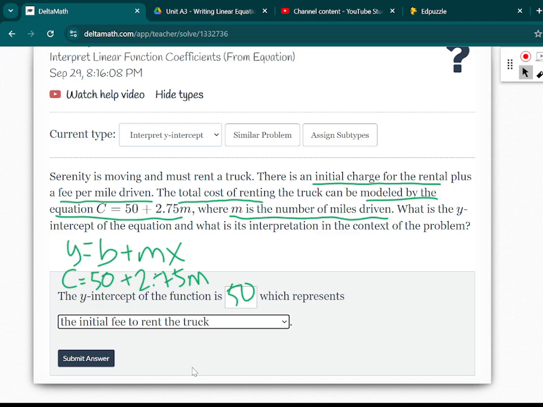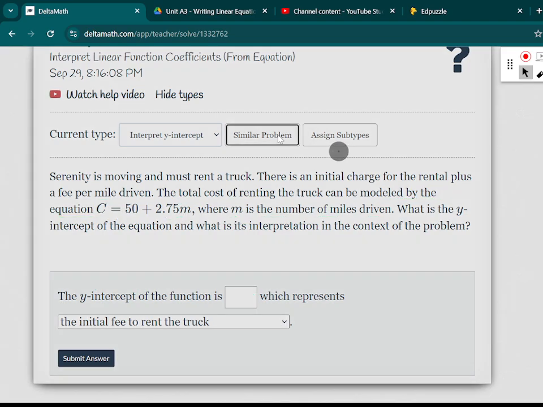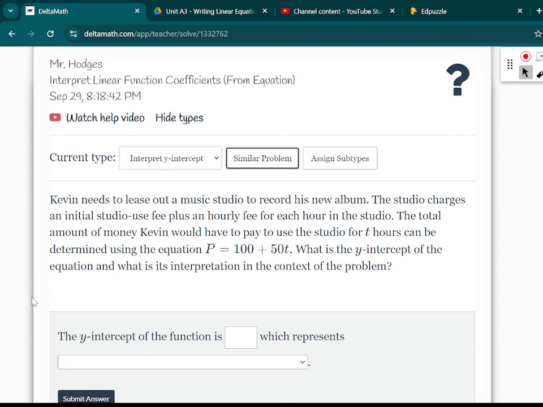And like I said last problem, typically speaking, our y-intercept is going to be our starting value, our initial fee, our flat fee, whatever, something that is not affected by the number of miles or the amount of hours or whatnot. Let's do one more of these.